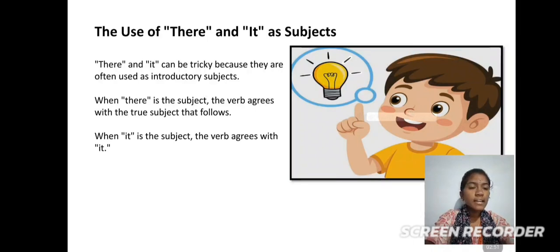Words like there and it can cause confusion. When a sentence starts with there, the real subject comes after the verb. For example, there are two books on the table. The real subject is two books. When it is used as subject, the verb must agree with it. Example, it is raining. Understanding the real subject helps maintain correct agreement.